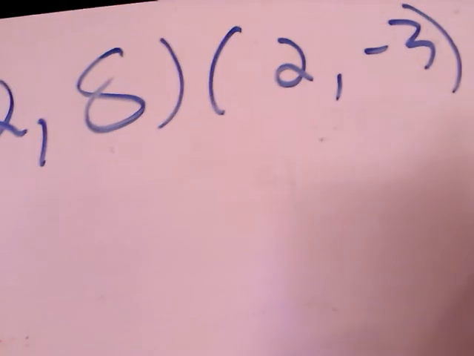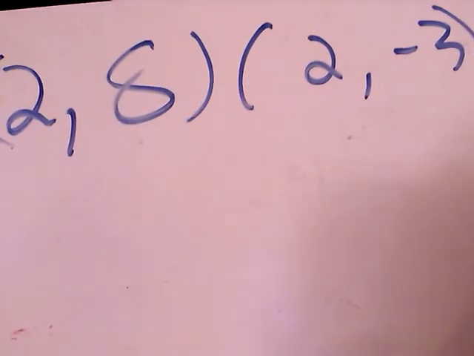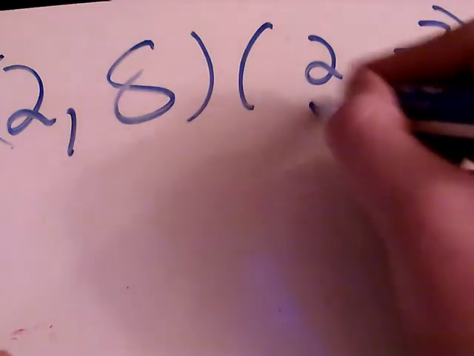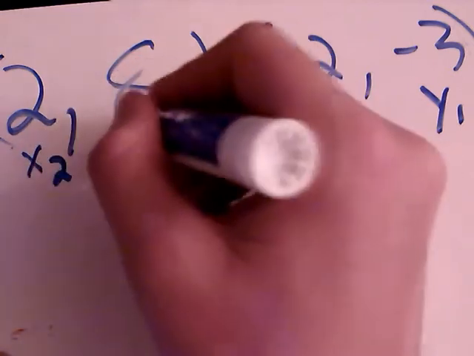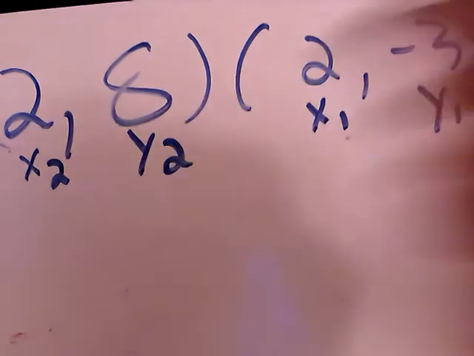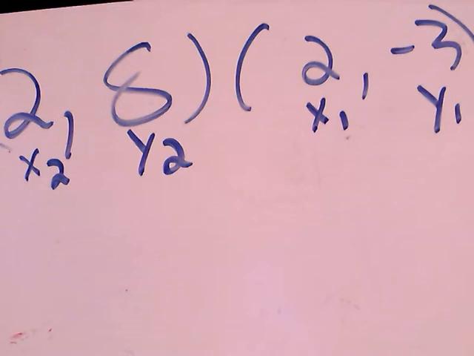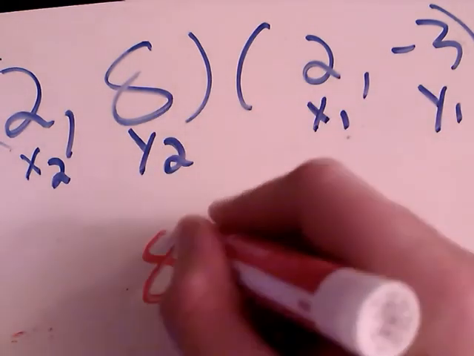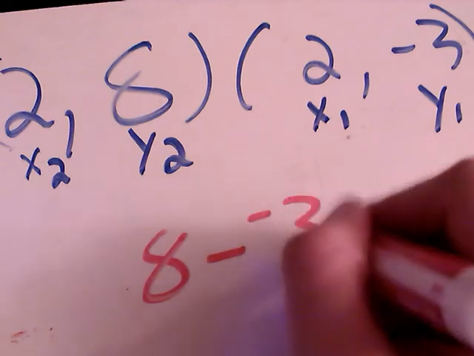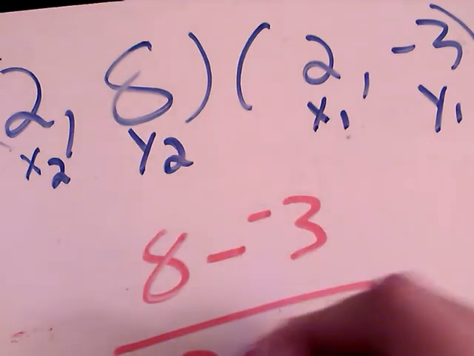Alright, so another example. So we got 2, 8, and negative 2, 8, and 2, 3. So I'm going to move that this one's x1 just to change things up a bit. This is x2, so we can talk about something. So I changed it up and put x1 and y1 on the right point. Remember, like I said, it does not matter which one, you just got to stay consistent. We go 8 minus negative 3, 2 minus 2.